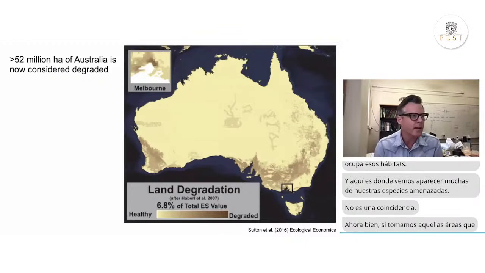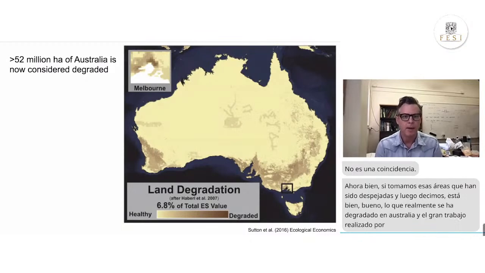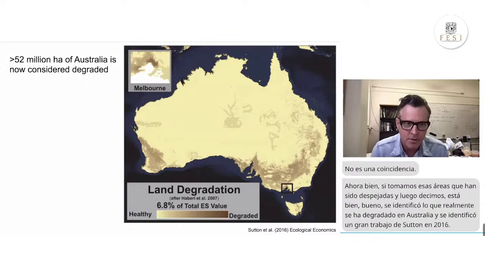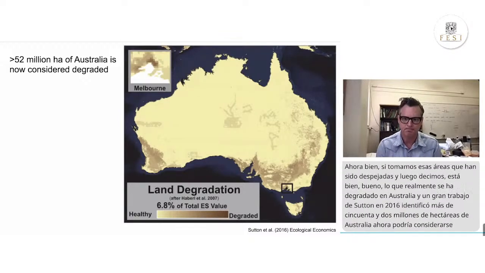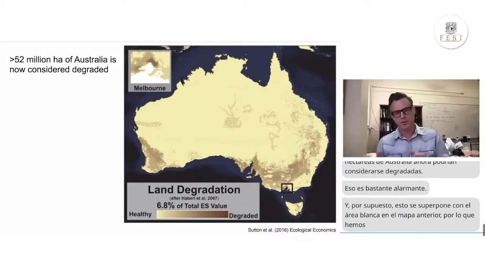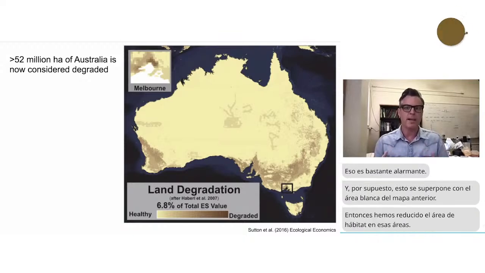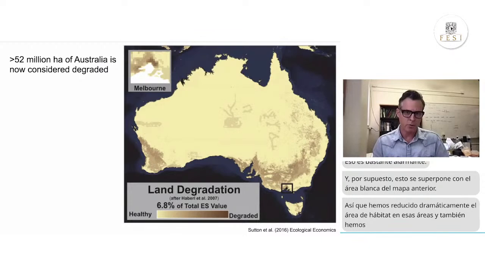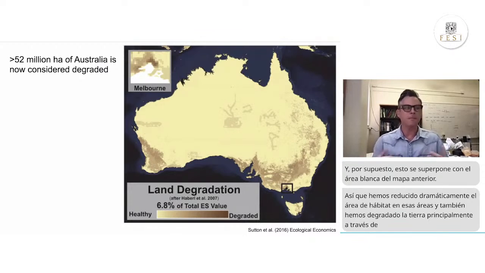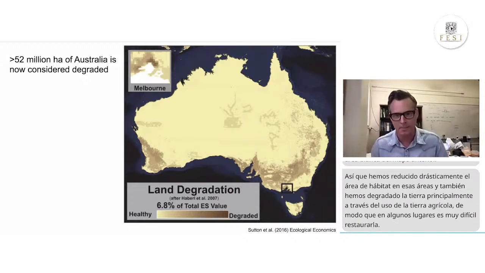Now, if we take those areas that have been cleared, what's actually been degraded in Australia? Some great work by Sutton back in 2016 identified over 52 million hectares of Australia that could now be considered degraded. So that's quite alarming. And of course, this overlaps with the white area on the previous map. So we've reduced the area of habitat in those areas dramatically, and we've also degraded the land mainly through agricultural land uses, so that it's very difficult in some places to restore, to try and get some habitat back in the landscape.